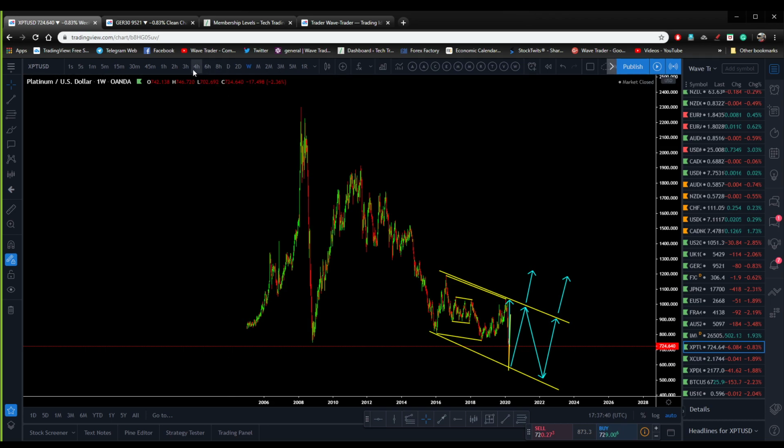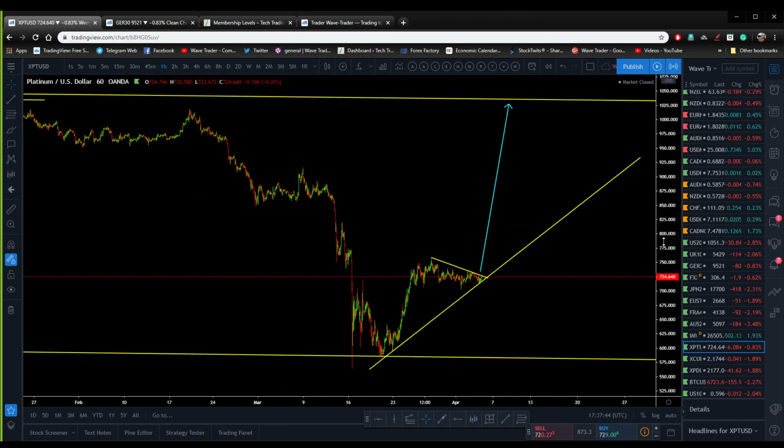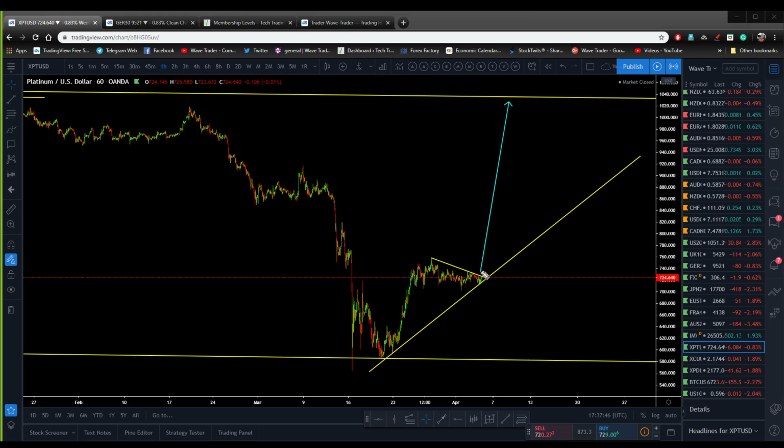So platinum. Okay, same analysis like the silver chart. Breakout, entry, stop, go higher. Okay, if not breaking out, it gives you a bigger correction. Okay, breakout.